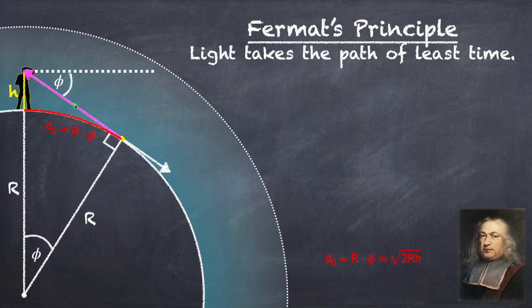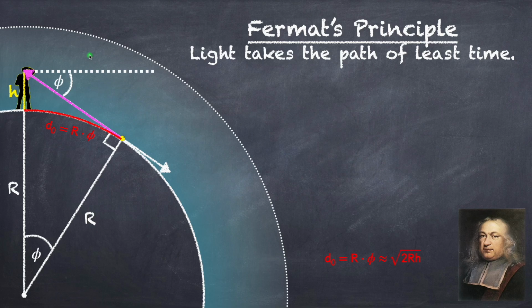However, if light were to go too far out of its way, say way up here at very high elevation, even though it will be able to travel faster, it will have gone too far out of its way and the extra speed won't compensate for the extra distance, and so the time will start to increase again.